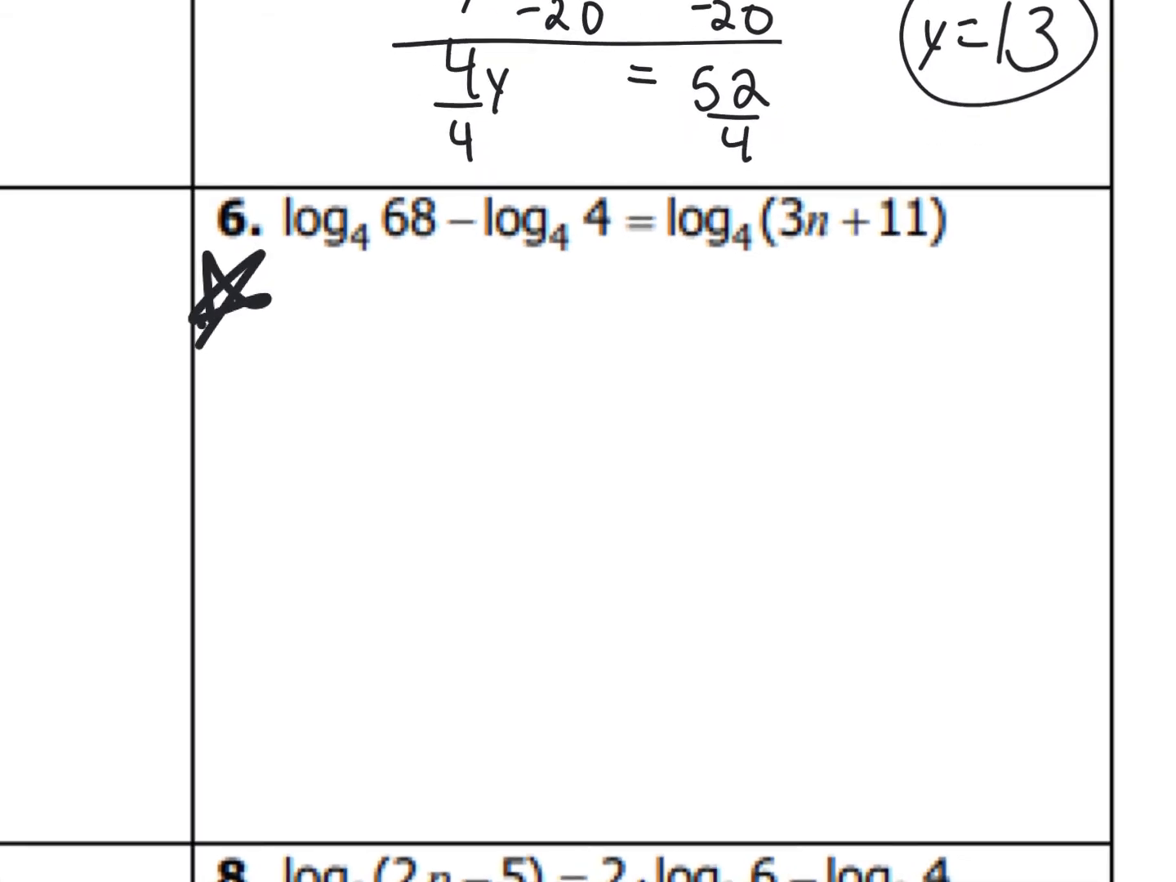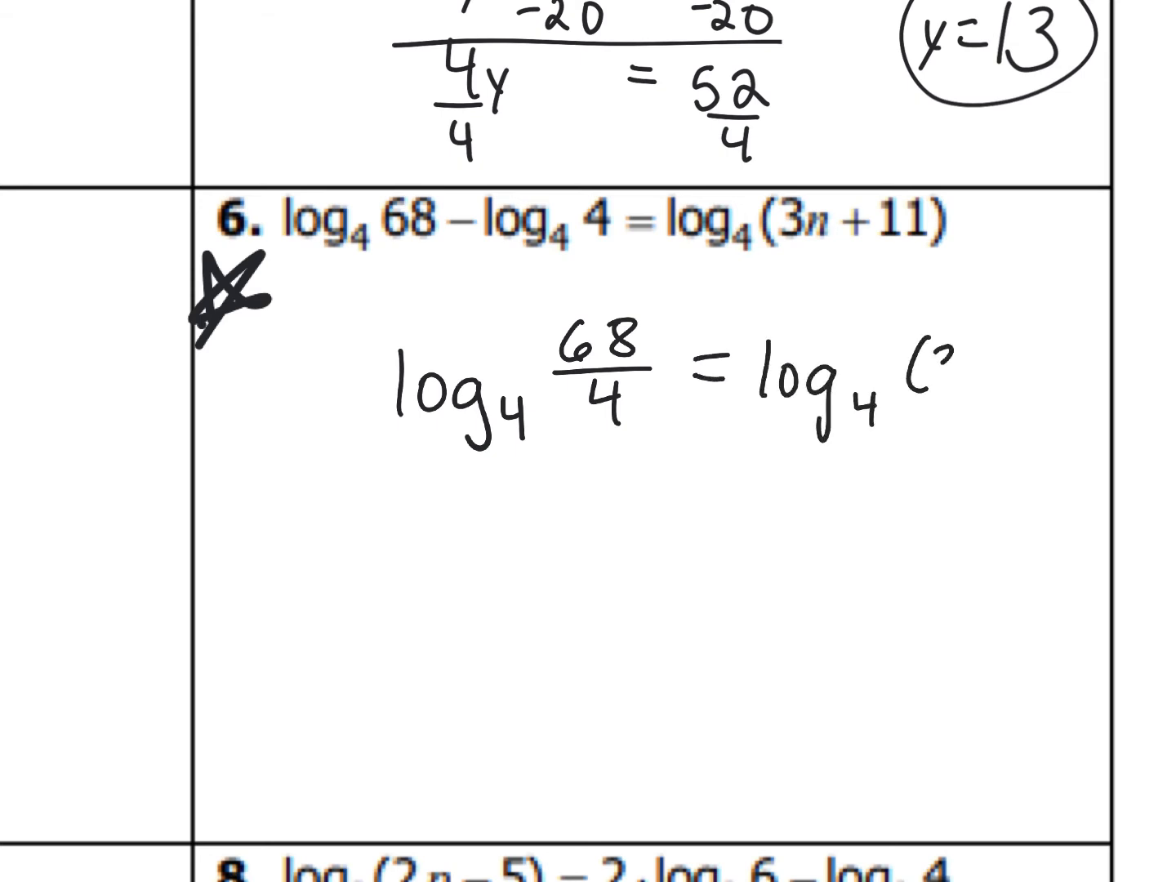Okay, we start. How many logs on each side do I have? 2 on the left, right? 1 on the right. Do I have any power rules? Don't, but I said I had 2 on the left, right? So I need to condense those. What rule am I going to use? Division, quotient rule. So this is going to become log base 4 of 68 divided by 4. It is very important with division that you keep them in the same order, okay? So it is going to be 68 divided by 4 because that 68 came first. Equals log base 4 of 3n plus 11.